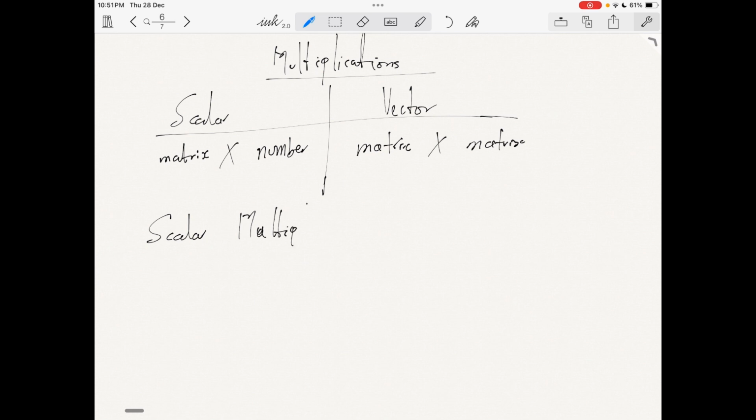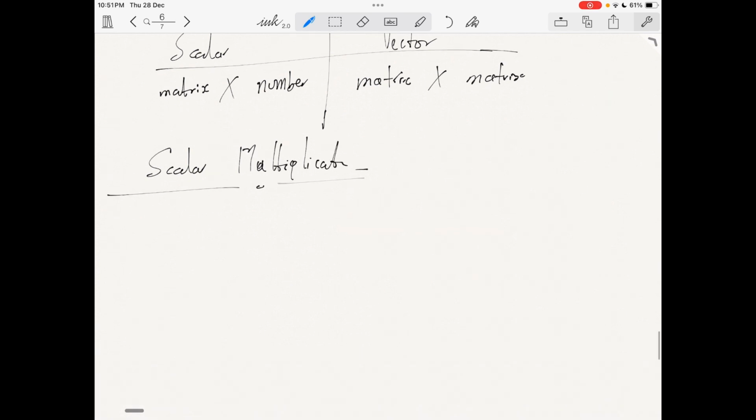Okay, for scalar multiplication, it's quite simple. The matrix is multiplied by a single number, that is like a scalar number. So let's take, for instance, I have A B and I have C D. You notice that the matrix is a 2 by 2 matrix. Now I want to multiply it by a variable. Let me call that number k. Okay, the k is scalar, and our matrix is A B C D.